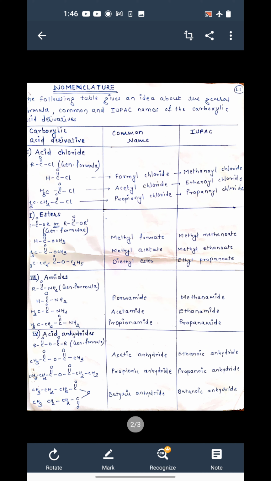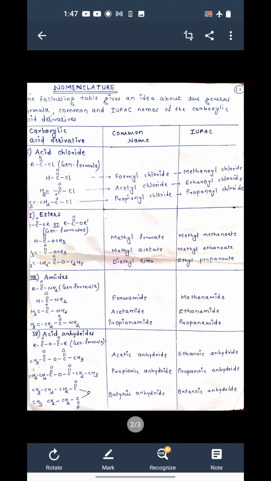And what is the name now? Methyl ethanoate. In the next case you can see that oxygen is attached to an ethyl group, so we write ethyl first, then we count the number of carbons except that ethyl group, they are 3. So the 3 carbon containing alkane is propane, we delete E and add OATE, so it becomes ethyl propanoate. So this is about the IUPAC name of ester.